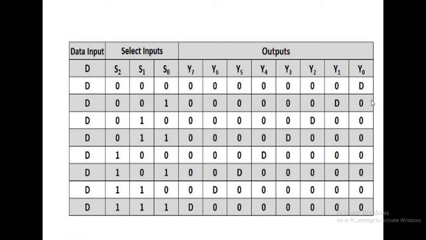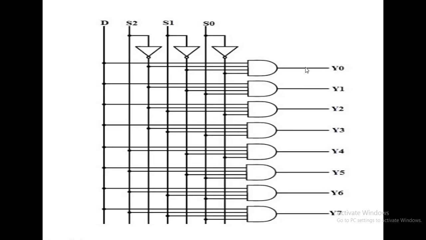You can derive the different equations. Let us consider y0. What is the equation? All the three are 0. So S0 complement, S1 complement, S2 complement. See, for y0, all the three inputs are 0. So from S2 complement, one line is there. From S1 complement, one line is there. From S0 complement, one line is there. And these are connected to the output line.